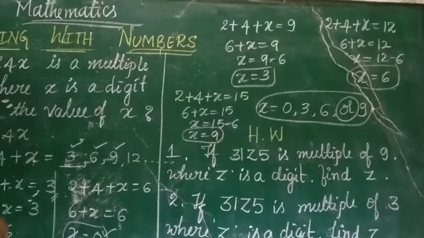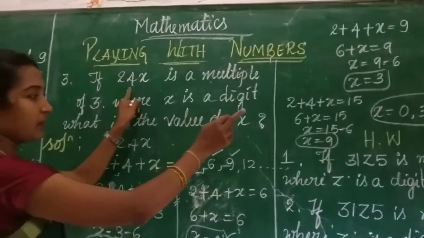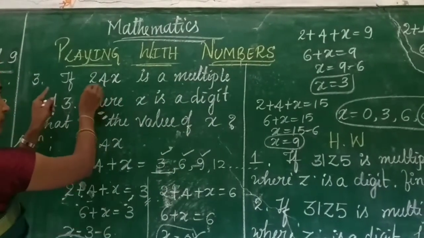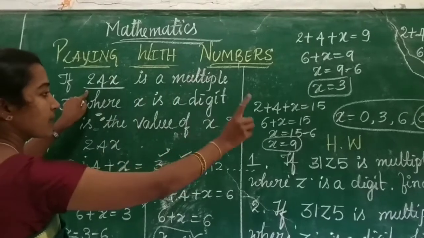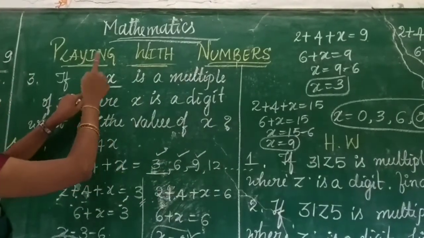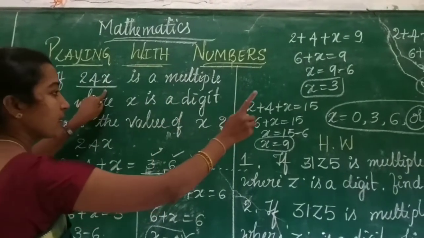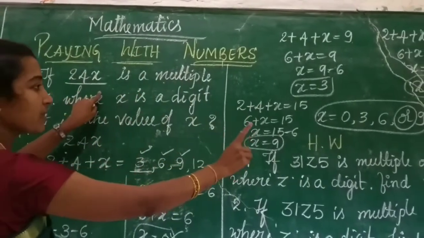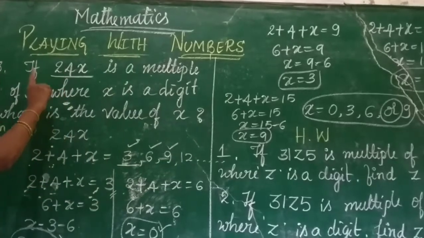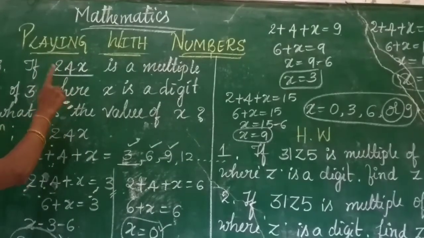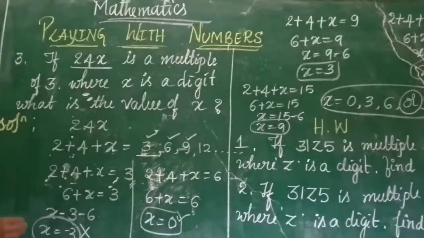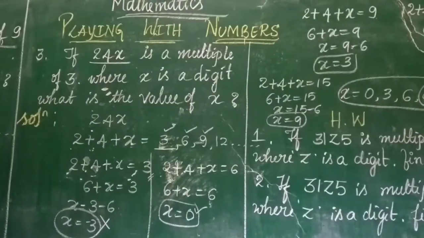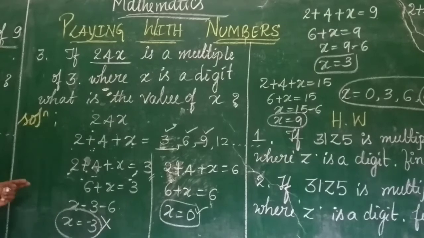The number may take, in place of x, put 0, the number becomes 240. In place of x, put 3, the number becomes 243. In place of x, put 6, the number becomes 246. In place of x, put 9, the number becomes 249. In this way, we have to solve the problem by using the divisibility test of 3.